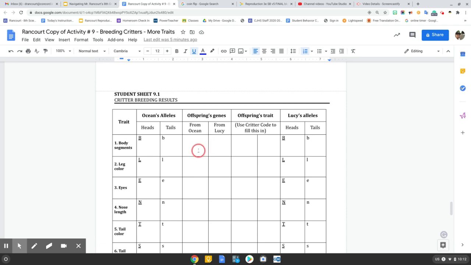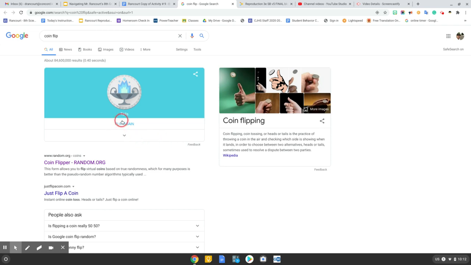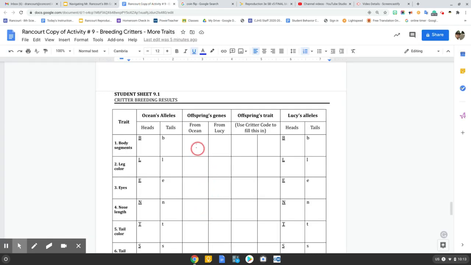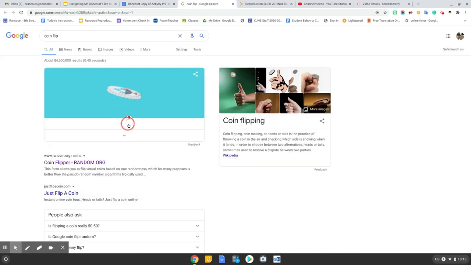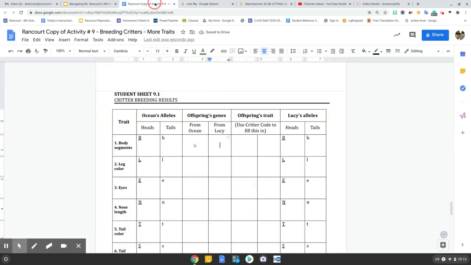If you're watching my screen, the first thing I'm going to do is flip the coin. Notice it comes up tails. So I'm going to come back into my sheet right here, and since I flipped tails, I need to write for Ocean little b right here. I'm going to do the same for Lucy. So go back into the coin flipping app, flip it. Notice it says tails again. Tails is a little b, so I'm going to write a little b. And now I'm going to do one more for you.